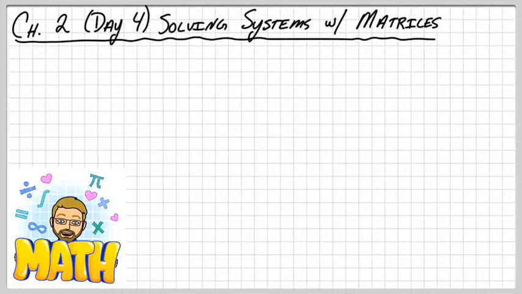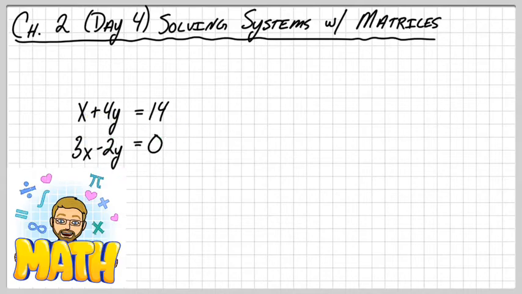For starters, let's refresh about what a system is. So I'm just going to get two linear equations here, put my curly bracket on the left-hand side there to demonstrate that these two things are related to each other. Right? The x and the y from these two equations are the same.